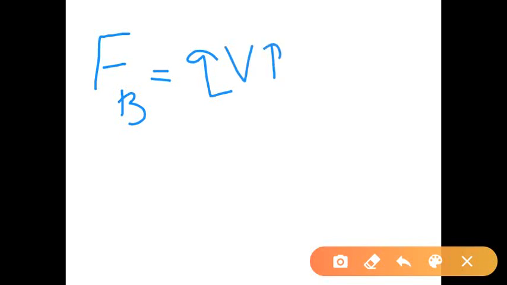Or we can expand the equation like FB is equal to Q into VB sin theta, because you know vector A cross vector B equal to AB sin theta. Therefore, the magnitude of magnetic force we can write FB equal to QVB sin theta. This equation will give you the magnitude of the magnetic force.